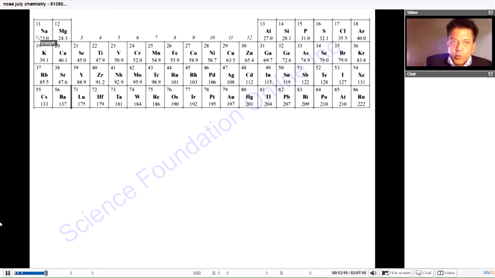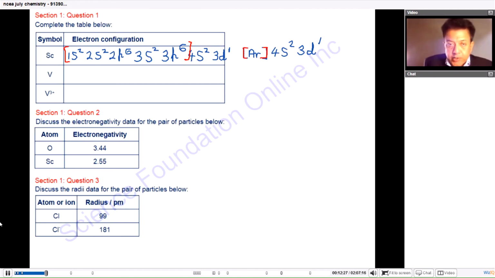Okay, so let me write that over here. We have 3 in there, so if I write it in the shorthand notation, I could write it as argon, 4s2, 3d3.